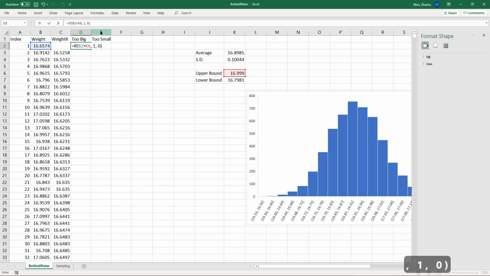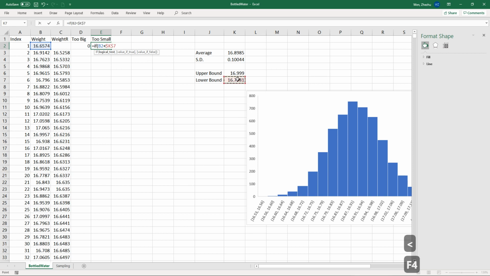This statement is going to help you complete this logical test, whether B2 is larger than K6. If yes, then display 1. If not, 0. For K6, we need to use an absolute reference. If you don't know what that is, just do it. I pressed down my F4 key on my keyboard. I know some keyboards don't have that. If you don't have that, just type in the dollar symbol in front of K, and another dollar symbol in front of 6. We do that. We also do that for this one. Whether this is smaller than the lower bound.